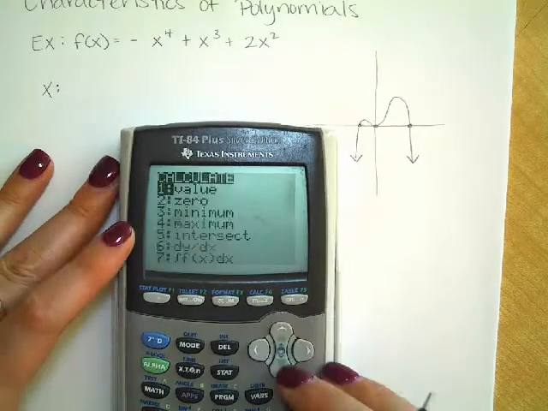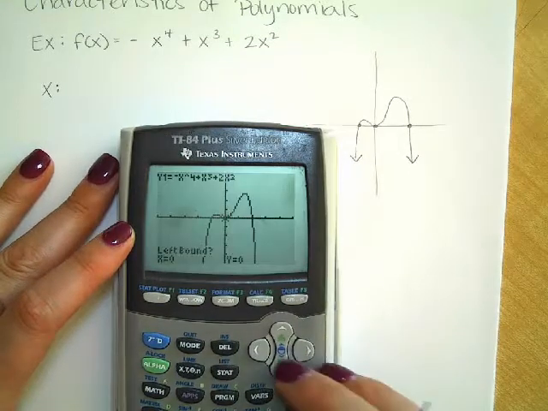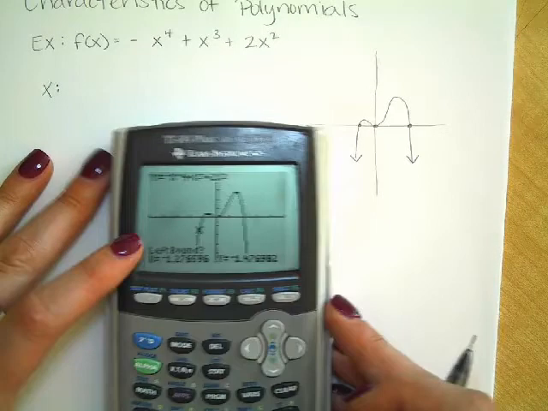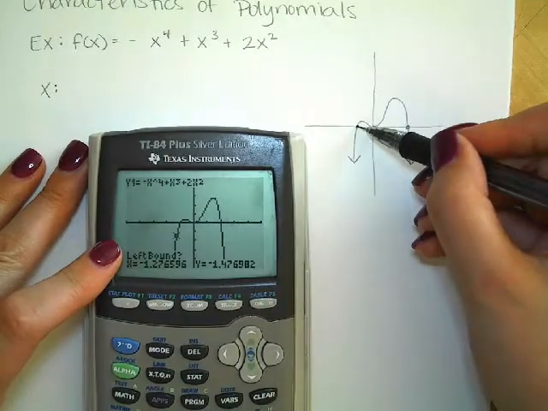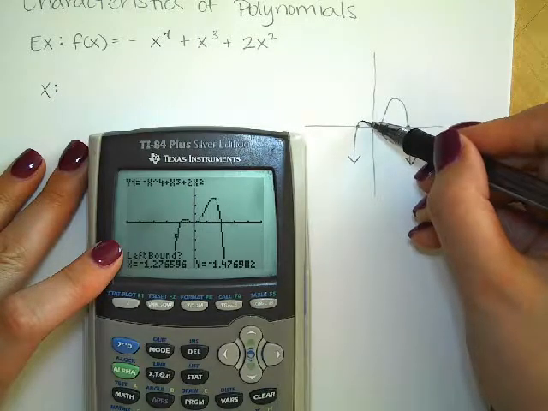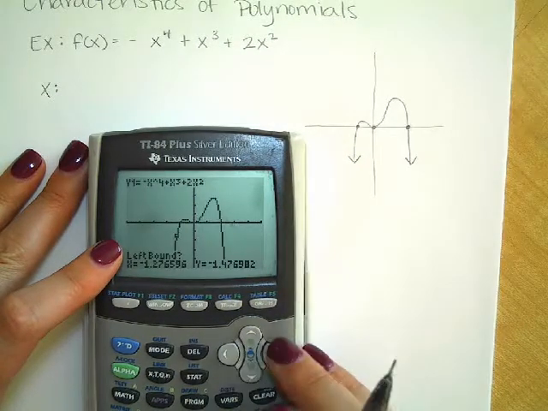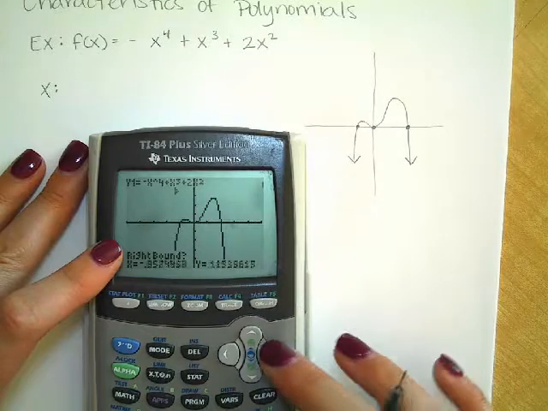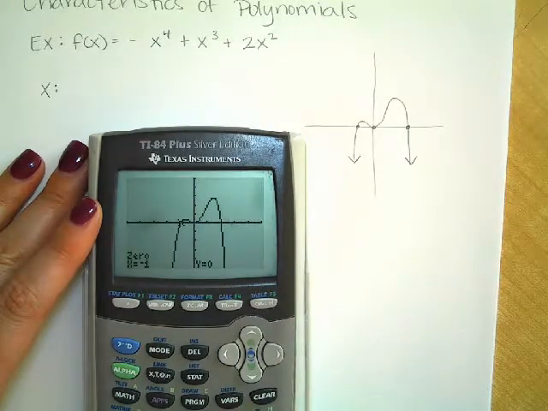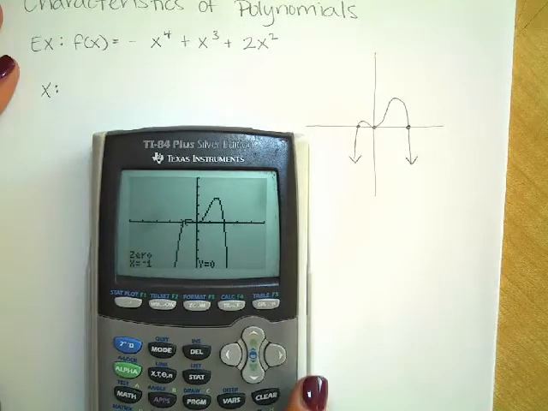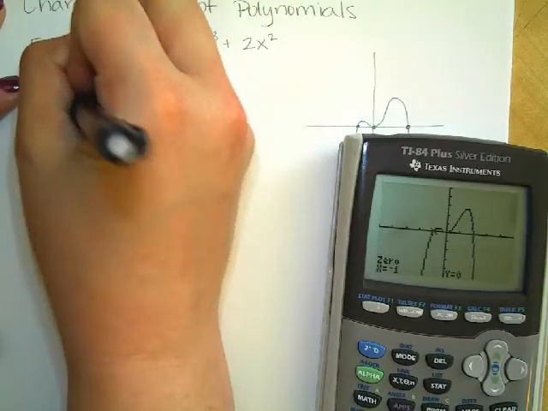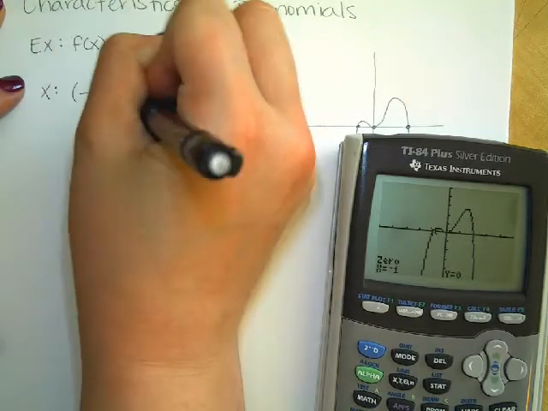Second trace, option number 2, and I have to do left bound and right bound. So for the very first one, I'm going to do my left bound a little bit underneath the line, my right bound a little bit above the line. So left bound, right bound. At this point in the year, you should be able to find x-intercepts really easily. That should no longer be an issue. You should be able to get them, okay? Option number 2. So our first x-intercept is -1, 0.